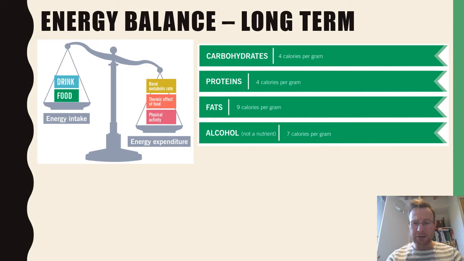The picture on the right-hand side shows the calorific value of the nutrients we take into our body, or alcohol, which is not a nutrient but still quite calorific. So carbohydrate 4 calories per gram, protein 4 calories per gram, fats 9 calories per gram, and alcohol 7 calories a gram, hence why it's so calorific.